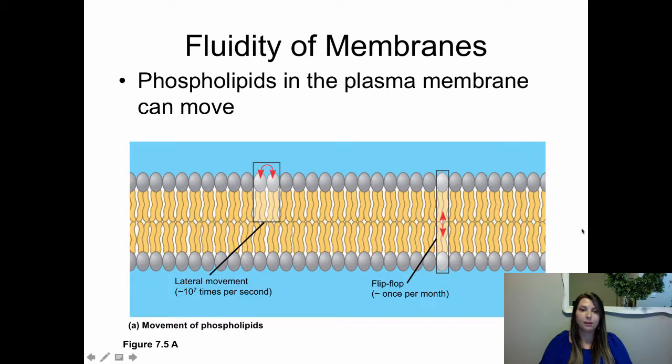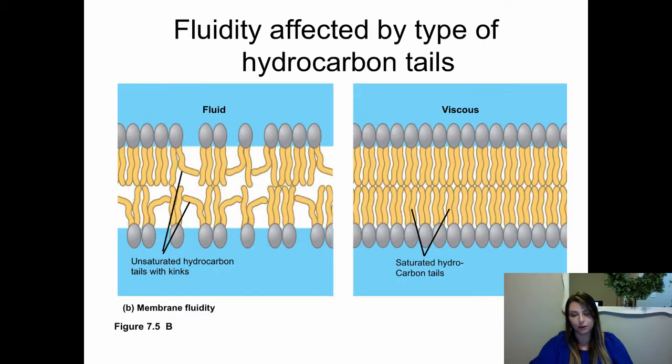These phospholipids can actually move inside of the plasma membrane. If your diet is comprised more so of the healthy unsaturated fats, then your phospholipids are going to have a greater ability to float laterally from left to right. And this is happening up to 10 to the 7th times per second. As you can imagine, this is happening incredibly fast. Also, the phospholipids will actually flip once a month. So the entire membrane is actually going to turn over.